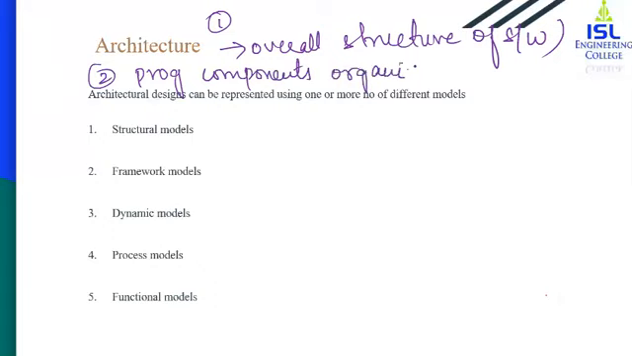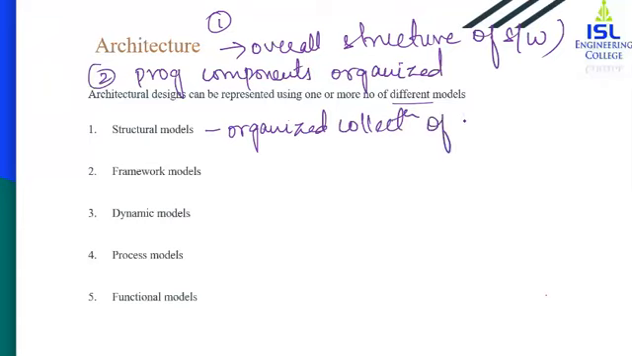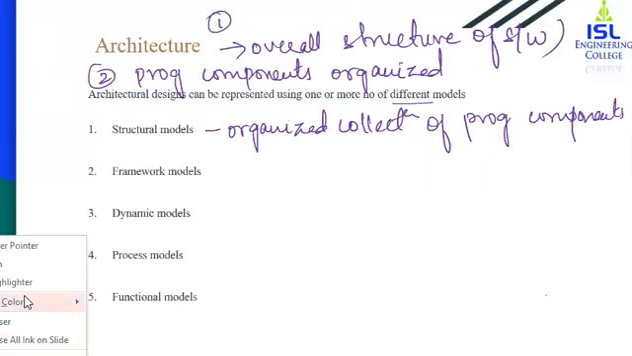These are your two definitions for architecture. Now, within this architecture, the architectural design can be represented using one or more different models. So what are those different models? The first one is the structural model. The structural model is an organized collection of different program components. That is, how the different components within the software are organized is going to be identified when you go for structural models.